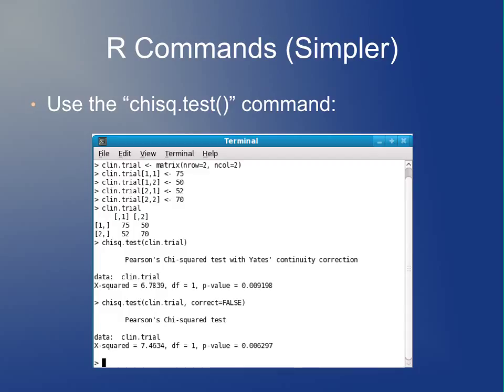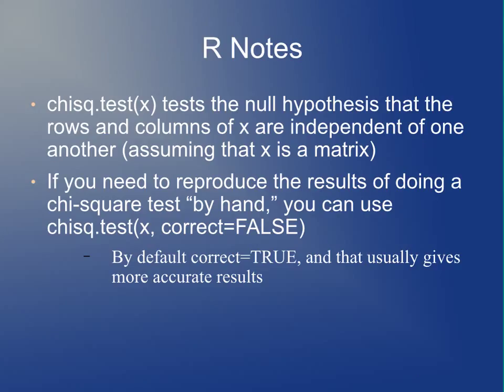You'll notice the p-value is slightly different than what we got when we calculated it by hand. If I repeat the command and say clin.trial and then add the parameter correct equals false, then I get a p-value that's identical to what we saw on the previous slide. So in general, if you say chi-square.test of x, that will test the null hypothesis that the rows and columns of x are independent of one another if x is a matrix. If you need to reproduce the results that you would get doing a chi-square test by hand, you can add the flag correct equals false.